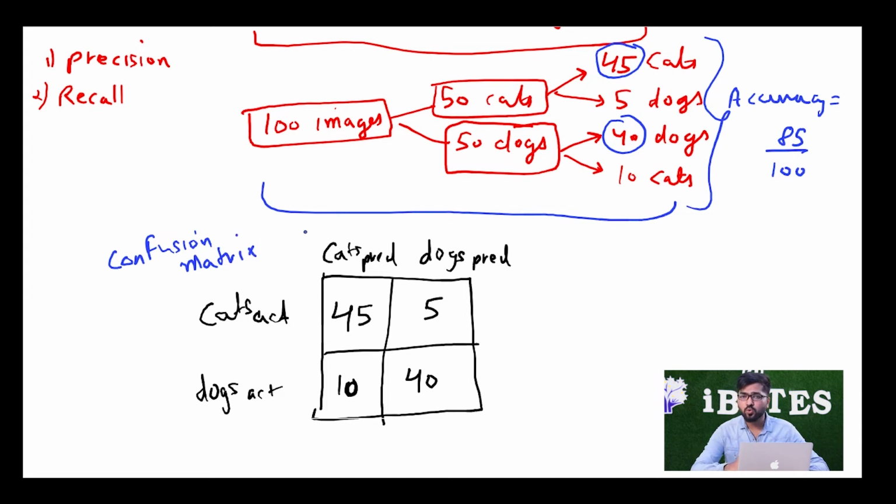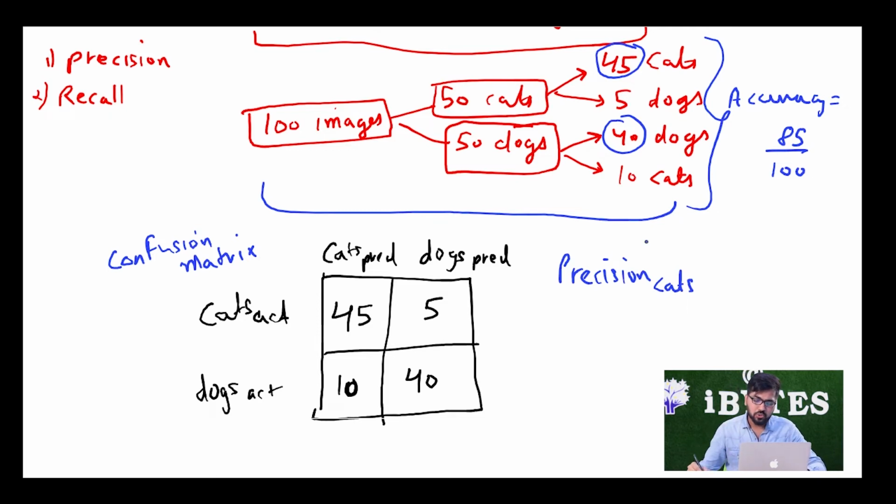So now let's come to what is precision and what is recall. Both these things, precision and recall, are defined for classes. Okay, that it will be defined for cats and defined for dogs separately. So what do I mean by precision for cats? When I say precision for cats, this means that for all the images that I have predicted as cats, in how many of those images I was correct.